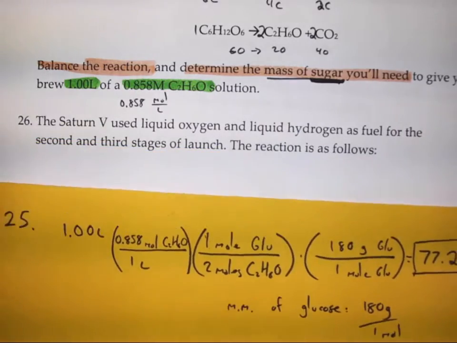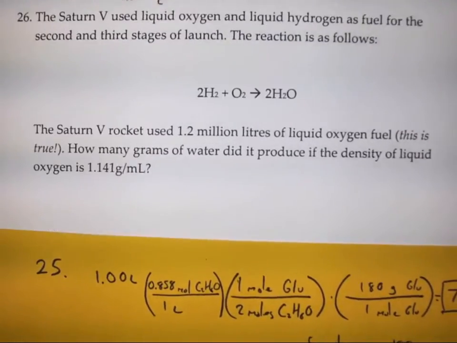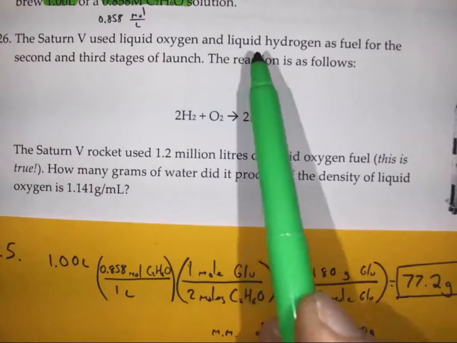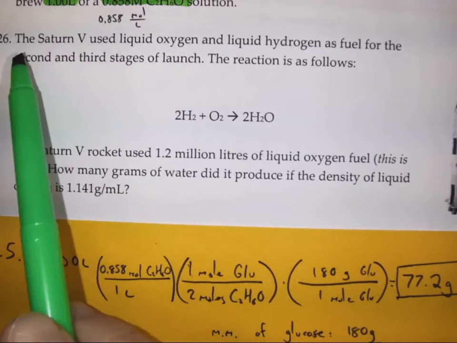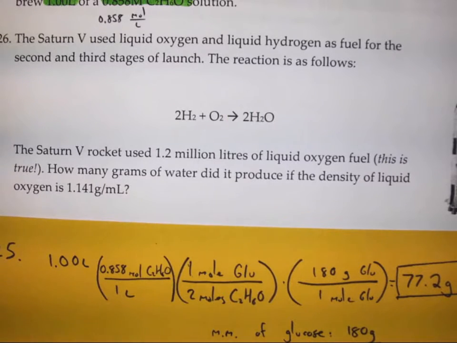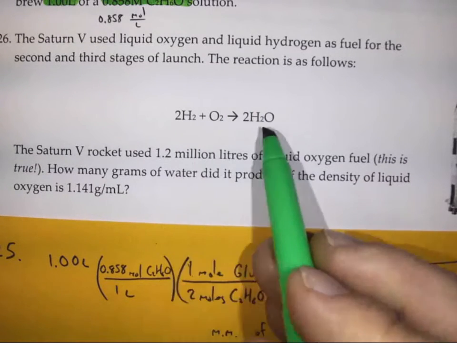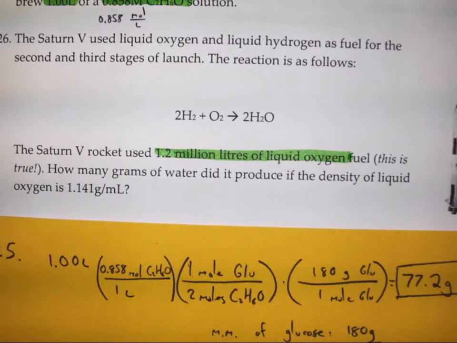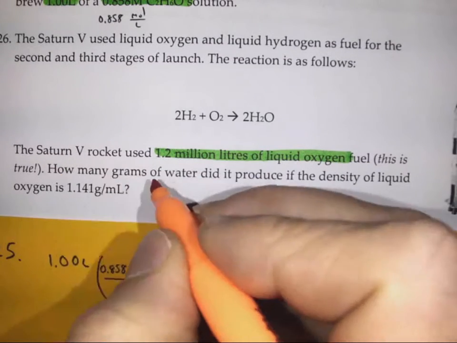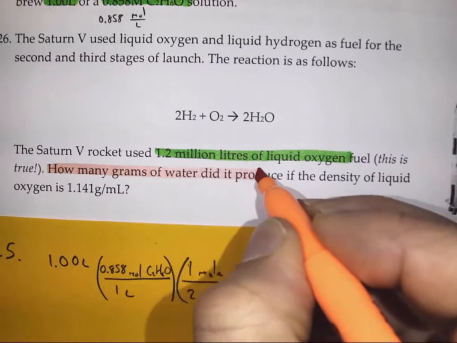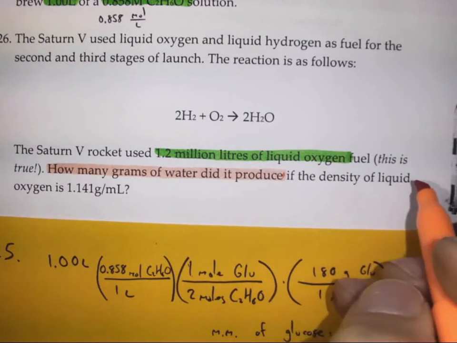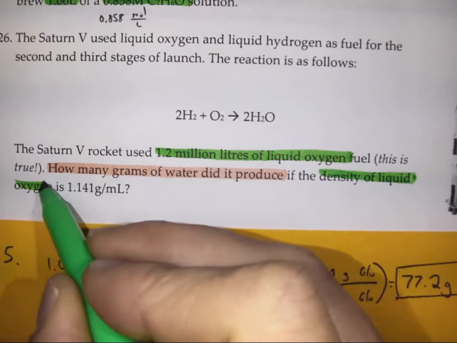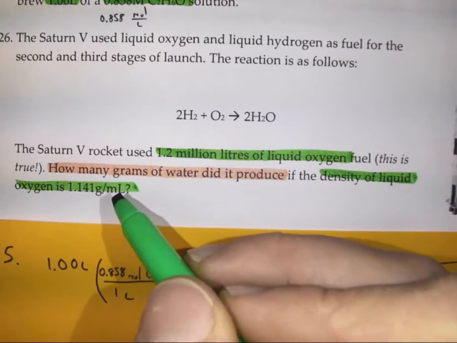Okay, let's move on. Let's talk about the Saturn V rocket, my favorite rocket. Saturn V used liquid oxygen and liquid hydrogen, amazingly, as the fuel for the second and third stages of launch. And we have a certain reaction, which is useful. It looks like it's balanced, which is nice. And it uses 1.2 million liters of liquid oxygen. And the question is, how many grams of water did it produce if the density of liquid oxygen, another given here, is a little bit more dense than water. Water is 1 gram per mL.